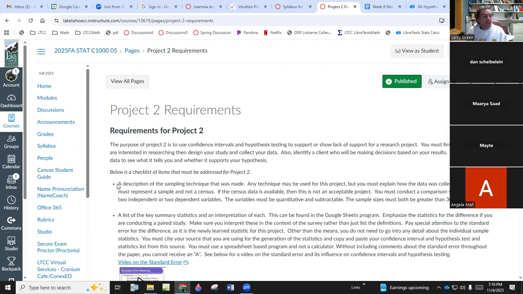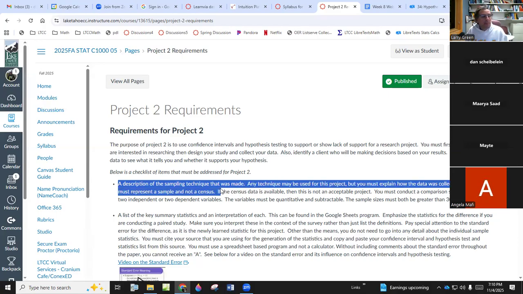Okay, so you should have a description of the sampling technique that was used. Any technique may be used for the project, but you must explain how the data was collected, and the data must represent a sample and not a census. So just to let you know, any technique is fine. You're allowed to use convenience sampling for this project, as long as you admit to it, which is fine. You never lose points for admitting that you used convenience sampling for this project. You don't have to use convenience sampling, but that's the easiest, and you don't want to spend most of your time collecting data.